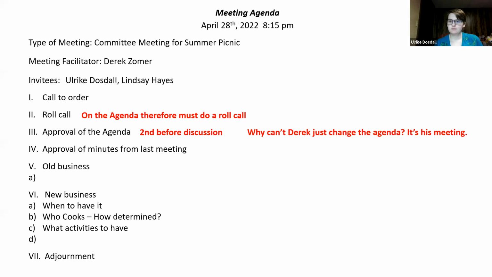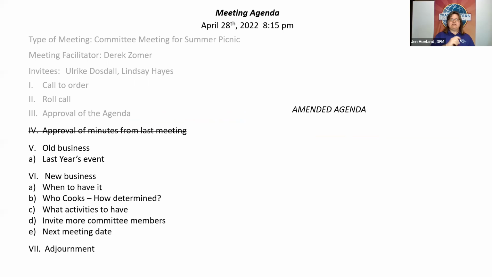Okay, we're gonna hold right here. We have approved to change the agenda, so now here's our amended agenda. Point 4 was stricken by one of the amendments. They've already talked about last year's event. We don't need to discuss that right here. It doesn't pertain to Parli Pro. So we're gonna go ahead and pick the meeting back up at point 6A.